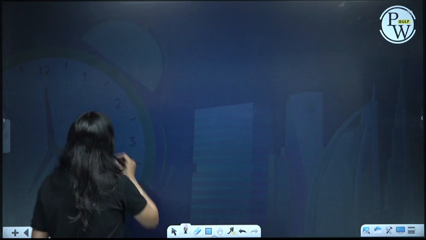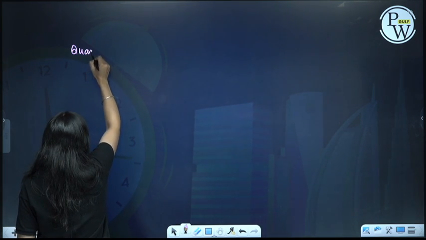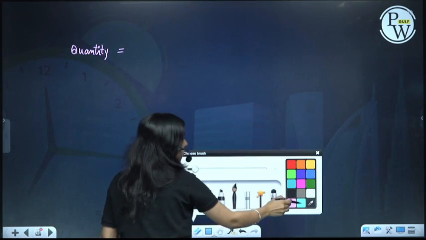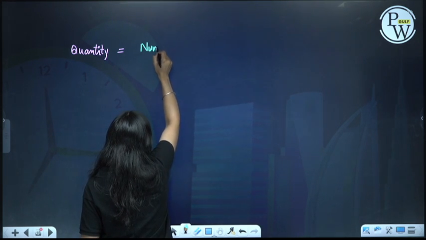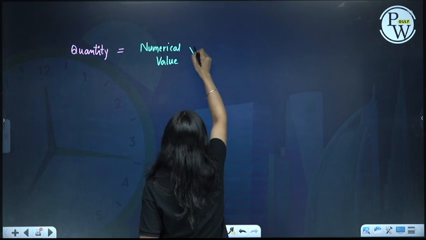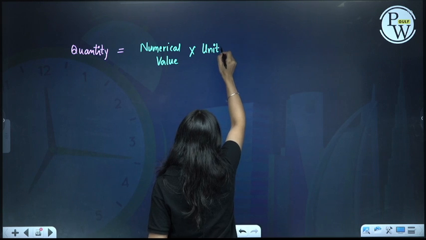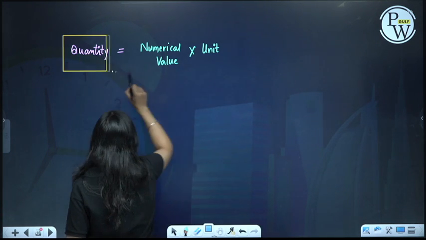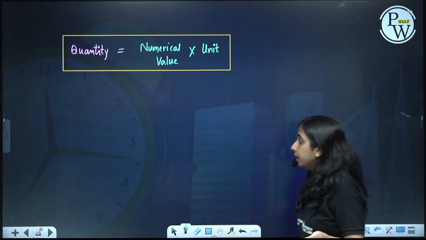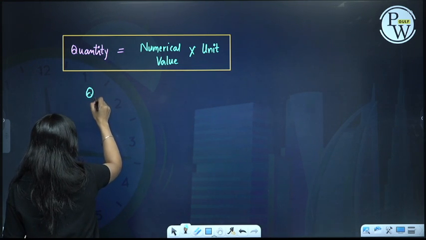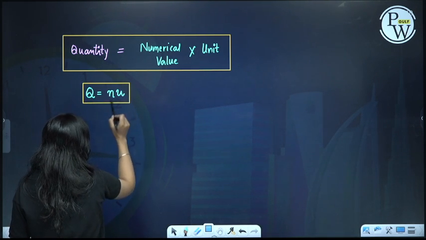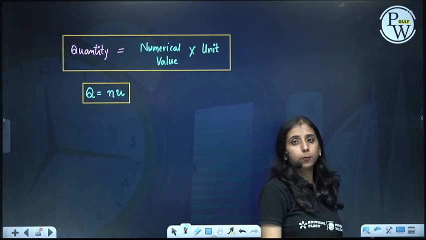So how do we represent a quantity? A quantity can be represented by the numerical value multiplied by the unit which is being used. So we represent the quantity as numerical value times the unit. If my quantity is Q, N is the numerical value and U is my unit, then Q is equal to NU.